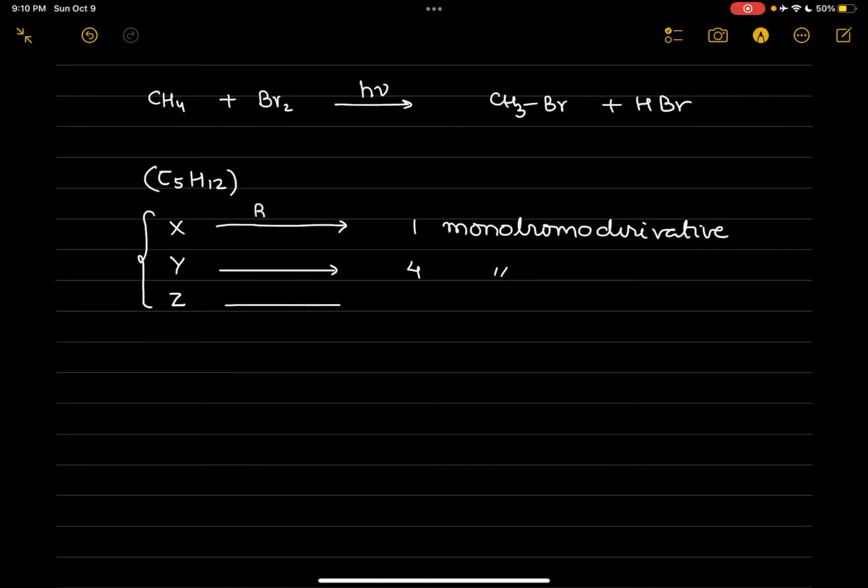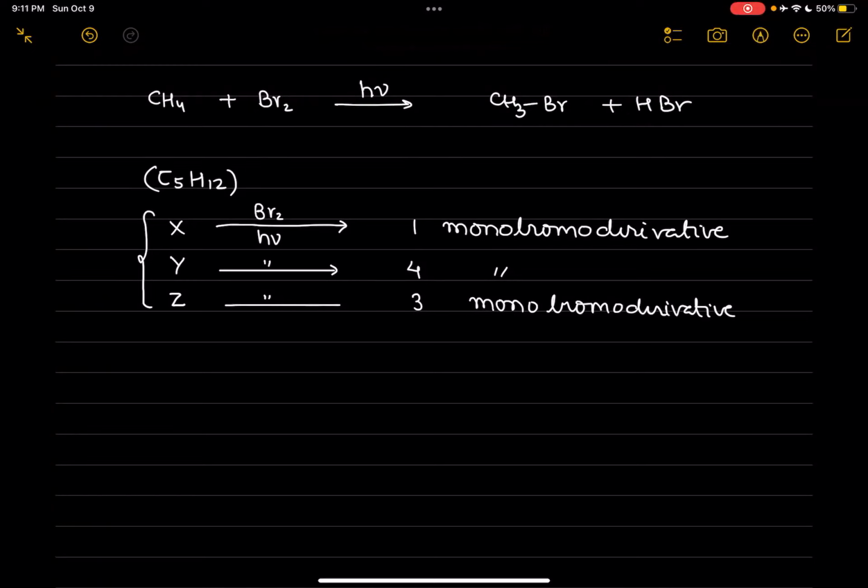For bromination, you take Br2 and H2. Br2 and H2, okay? And there is one more isomer, Z. That gives only three monobromo derivatives. Monobromo derivative, I hope it is clear. It's just a carbon chain with one bromo attached.